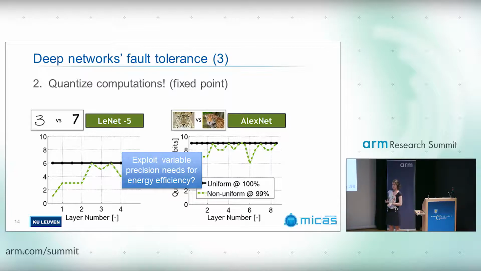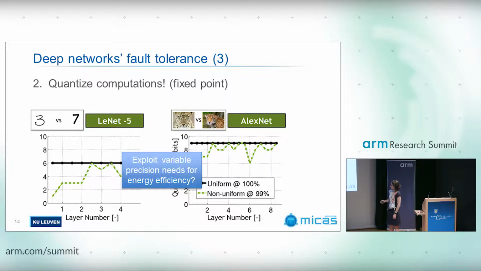LeNet on the left is a very simple network. It consists of 4 layers. And what you, for example, see is that in the first layer, you only need about 3 bits at the green line, 3 bits of precision. Same in the second layer. So multiply accumulate with 3 bits, more than good enough to keep perfect accuracy. If I then go to the deeper layers, I might need 5 or 6 bits or so.